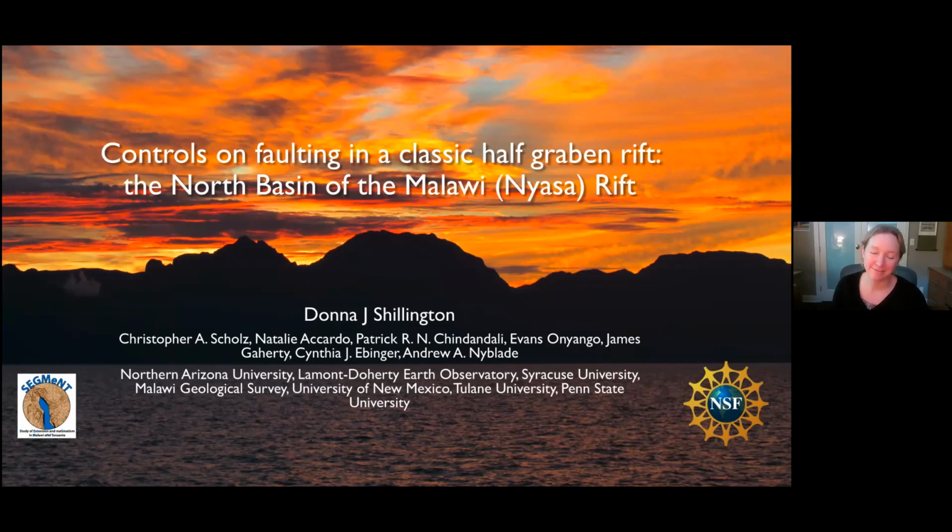And what I wanted to share with you today is some work that my co-authors and I have been doing in the Malawi Rift, in particular looking at faulting patterns in the North Basin of this rift. And in a way, it's a classic half graben, and it looks very simple compared to many rift systems. So maybe it's a nice point of comparison for other places.